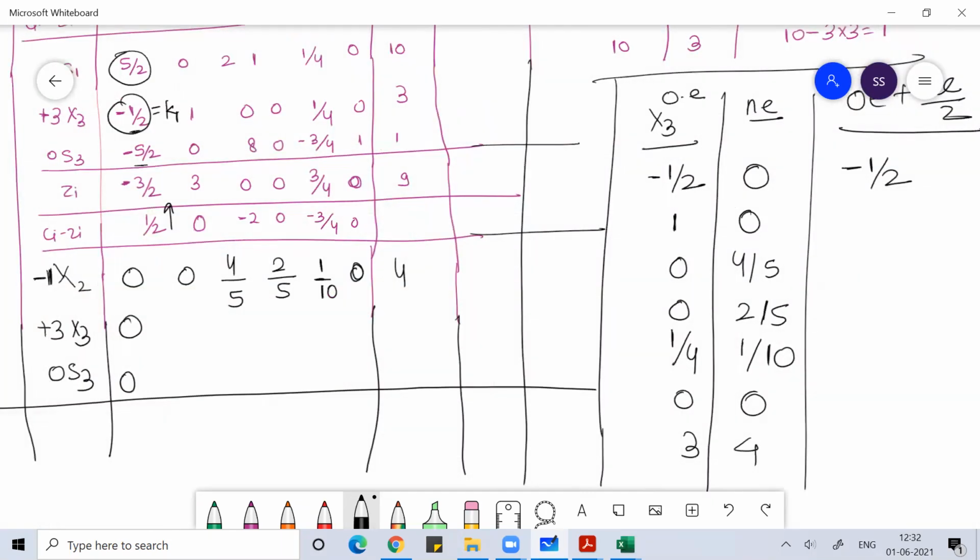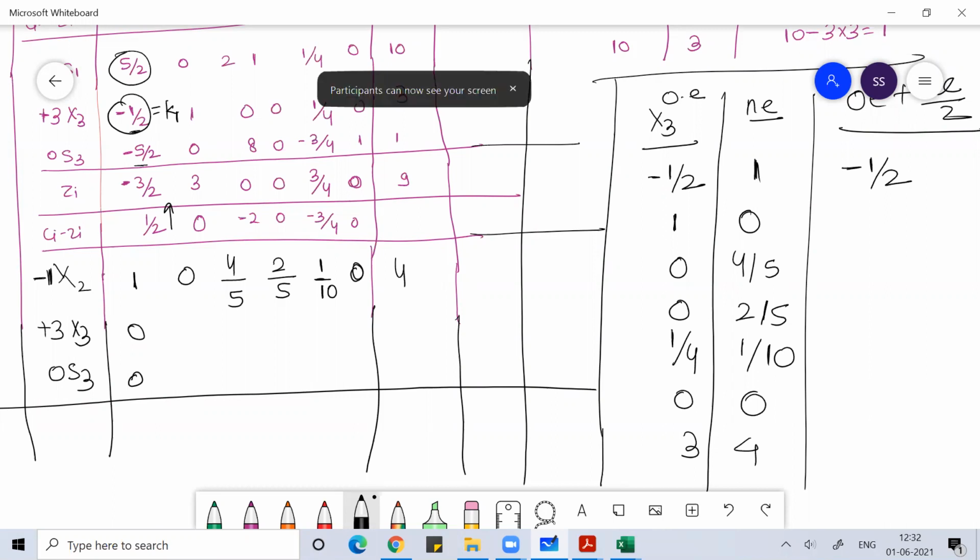Sorry, 1 minute. So the pivot element was 5 by 2, right? So 5 by 2 divided by 5 by 2 would be 1, right? And these values will be 0, 0. 2 divided by 5 by 2 is 4 by 5, 1 divided by 5 by 2 is 1 by 10, 0, 4.